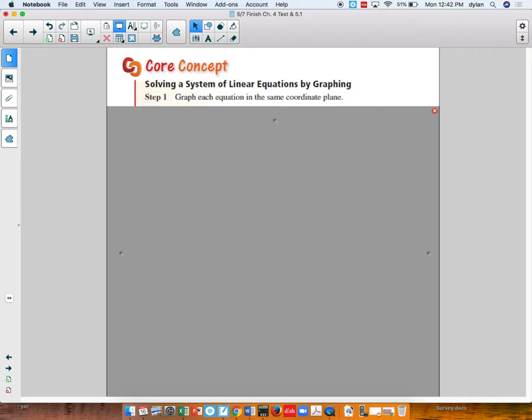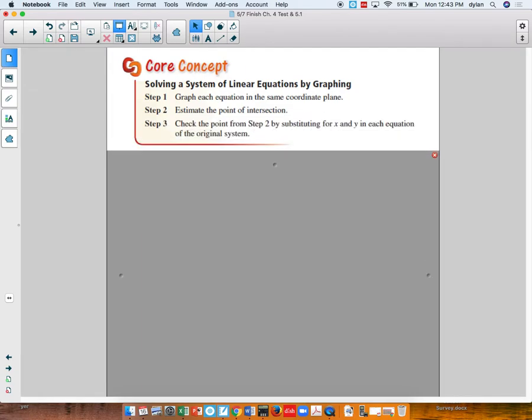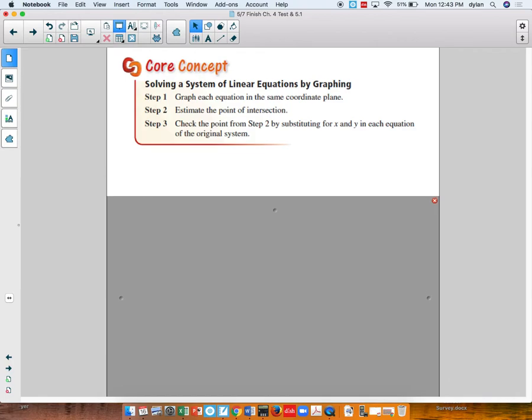Step 1 is simply to graph each equation in the same coordinate plane, just like we just did. And I strongly recommend that you use 2 different colors, or a pencil and a colored pencil, so that you can easily tell your work apart. Step 2 is we want to know the point of intersection. And usually you can see that visually from the lines that you graphed, particularly if you used a ruler and graphed straight lines.